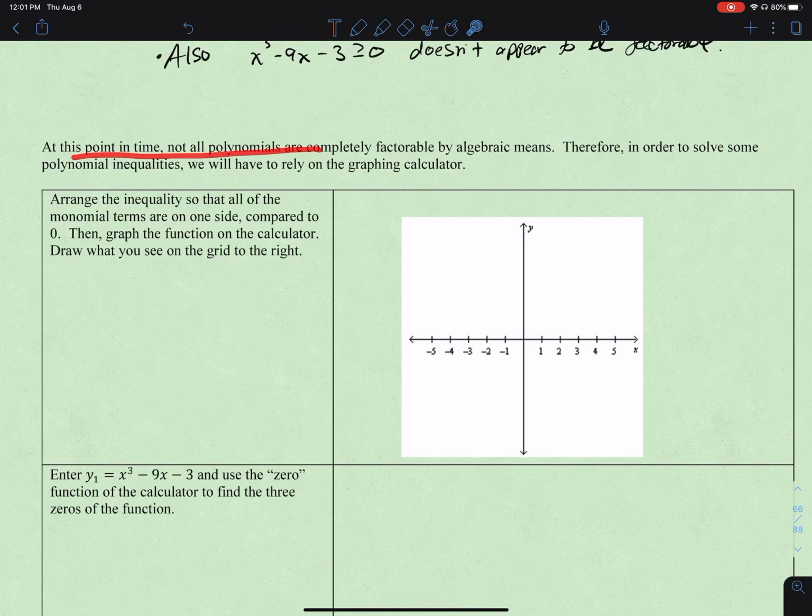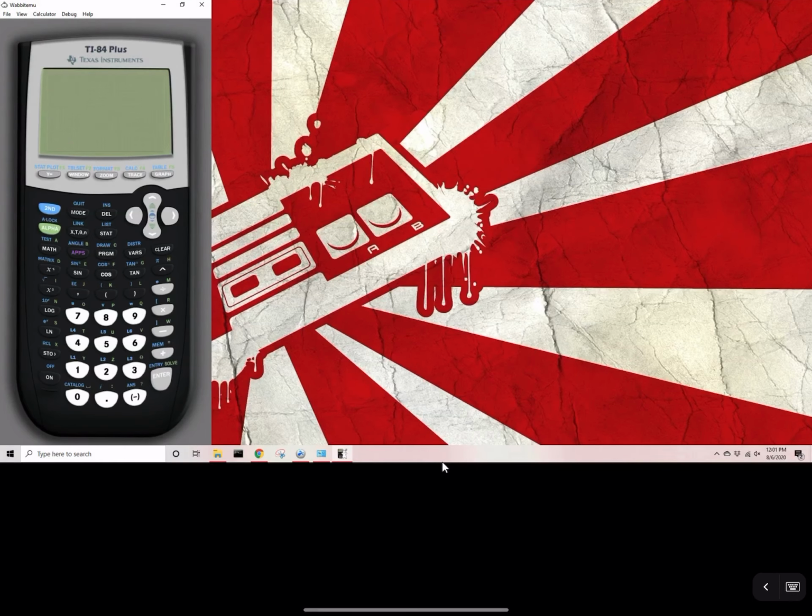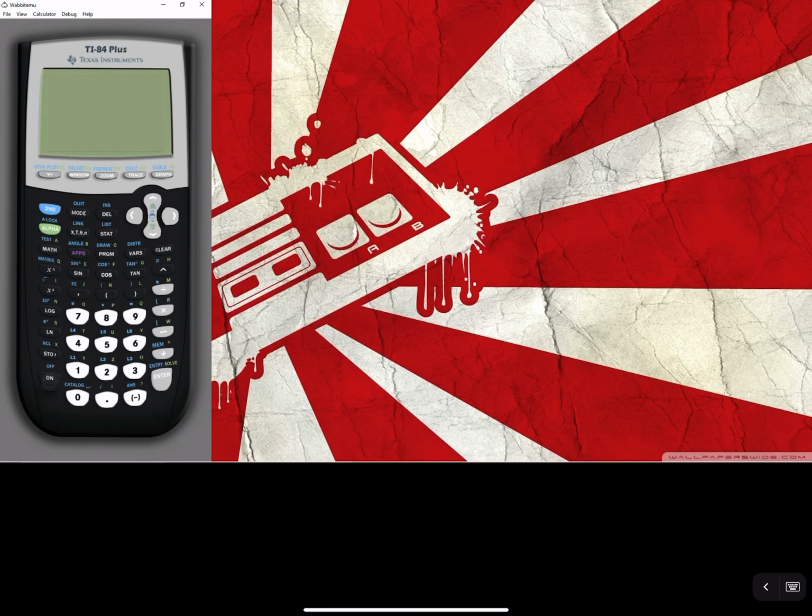At this point in time, not all polynomials are completely factorable. Therefore, in order to solve it, we are going to use our graphing calculator. So let me see if this works the way I hope it's going to work. Here's my graphing calculator. Turn this little fella on, and it is not being responsive. Come on, little fella.